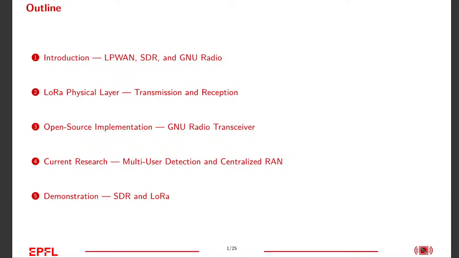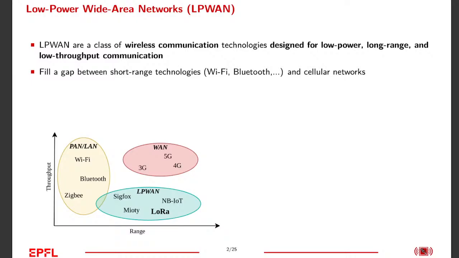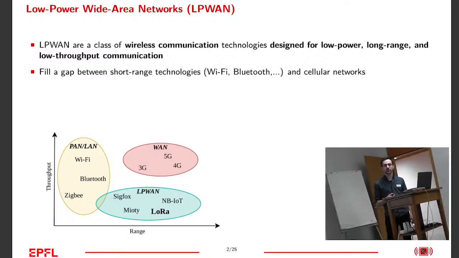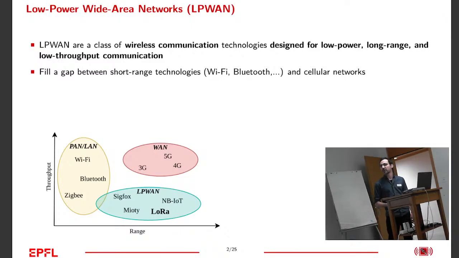So let's start with low power wide area networks. It's the type of network that has emerged in the past decade that targets low power consumption and long range communication, but only provides a relatively low throughput. It fills a gap between local area networks such as Bluetooth or Wi-Fi that we're all familiar with, and cellular networks. It provides a lower throughput but a range similar to cellular telecom. It has become quite popular with all the IoT applications, such as smart cities, smart farming, etc.